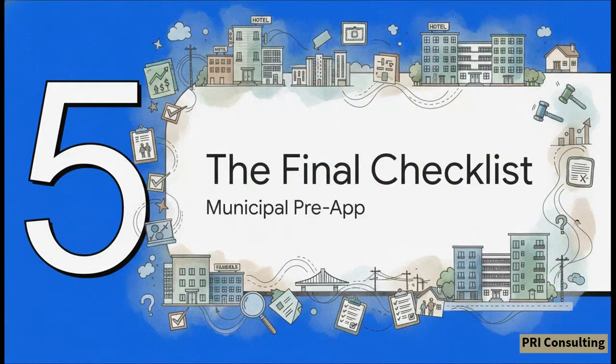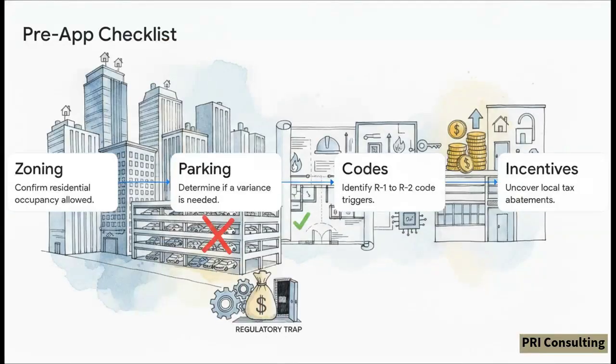Finally, we hit Section 5, the final checklist and municipal pre-app. After successfully navigating the economics, the zoning, and the physical infrastructure, analysts arrive at the culmination of the journey. During initial due diligence, you must definitively answer 4 questions with city officials. 1. Does the zoning designation actually allow permanent residential occupancy?